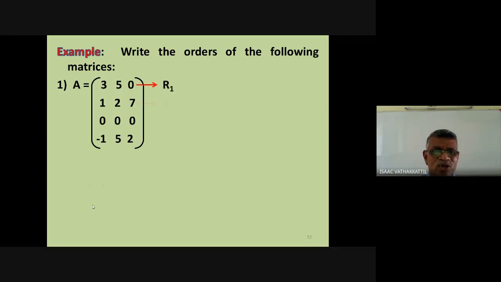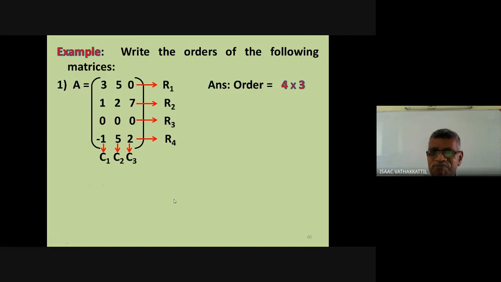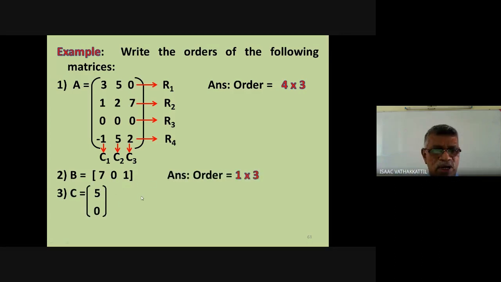How many rows? 4 rows. How many columns? 3 columns. The order is 4 by 3. We write it 4 into 3, but we read 4 by 3. Row always comes first. Row by column. 4 by 3. What about this? There is only one row. Columns, there are 3 columns. It is not the number 701. First column, only one element, 7. Actually, there is only one row. Columns, there are 3 columns. So it is 1 by 3. What about the third one? There is only one column, but there are 2 rows. So it will be 2 by 1.